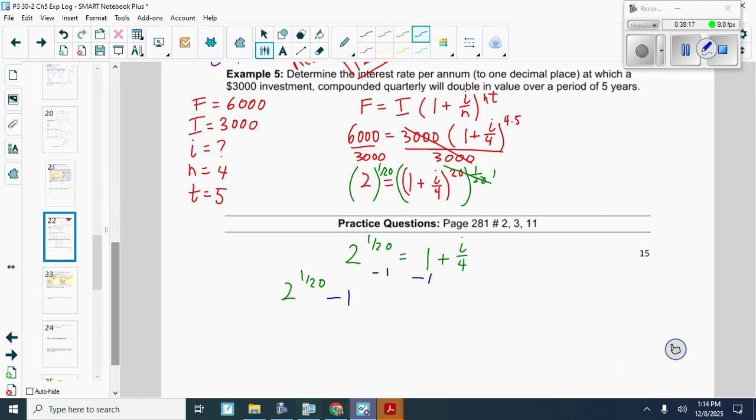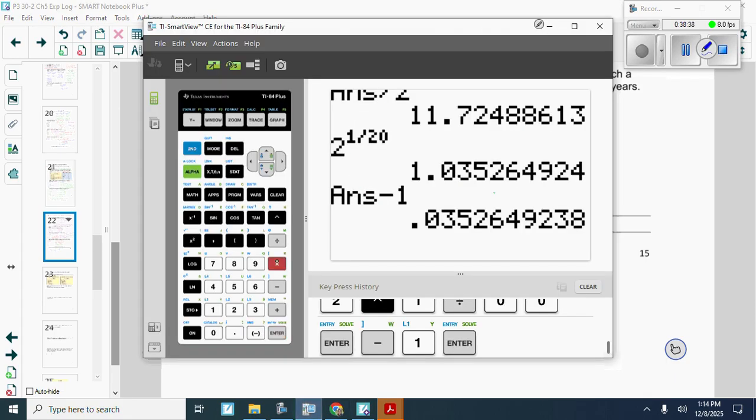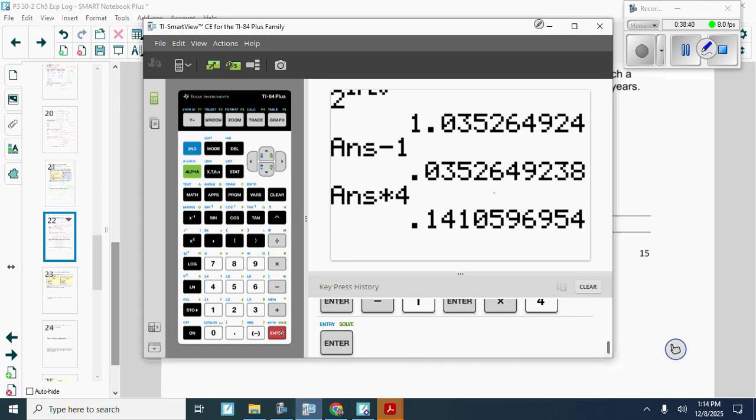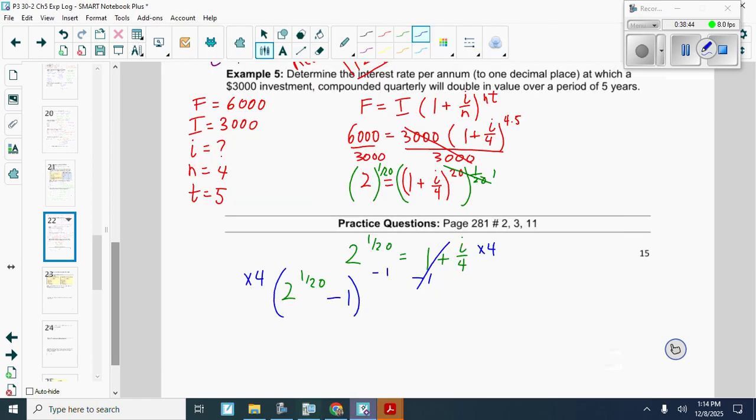Guys, what do we need to do? So this is gone. What do we need to do to just get i by itself? Times by 4. So this is what's in our calculator right now. We're just going to multiply it by 4. That gives us an answer of 0.14.